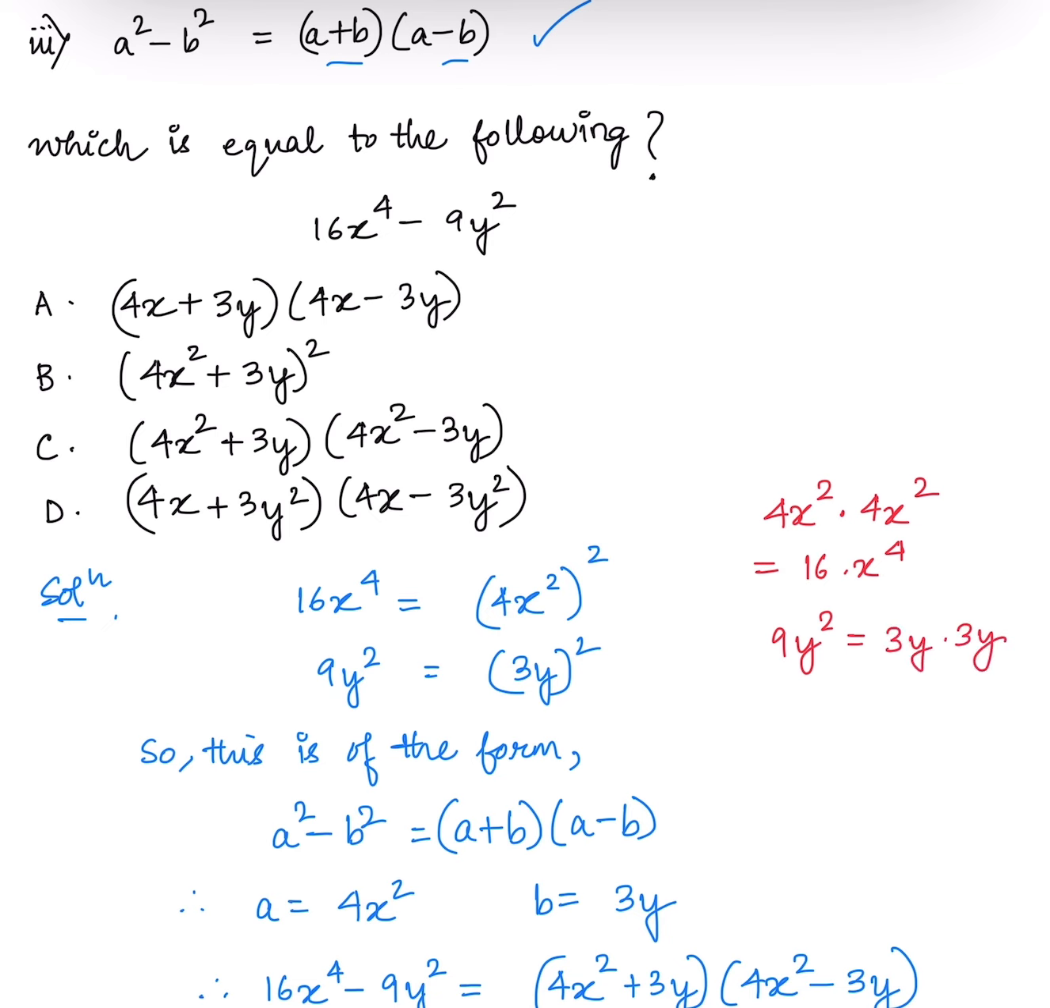Now how do we know what to do with it? When we see something expressed in the form of squares and we see a negative sign, we must think of this formula that a squared minus b squared gives us a plus b into a minus b. So if this becomes our a and this becomes our b, a will become 4x squared and b will become 3y. So this will give us a plus b into a minus b. So the correct answer is 4x squared plus 3y into 4x squared minus 3y. So that is option C, which is the correct choice.